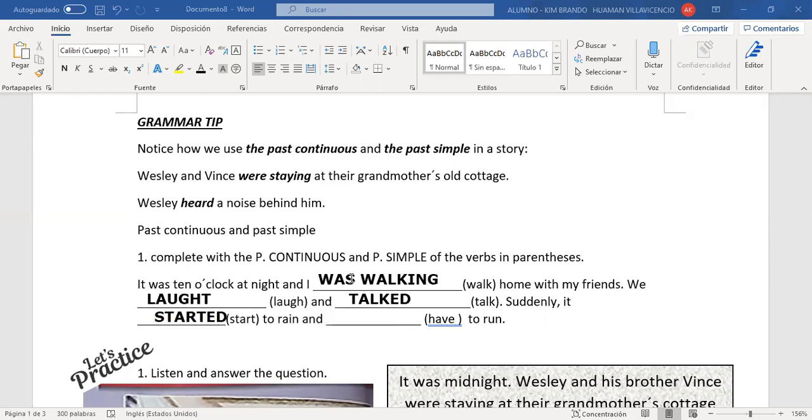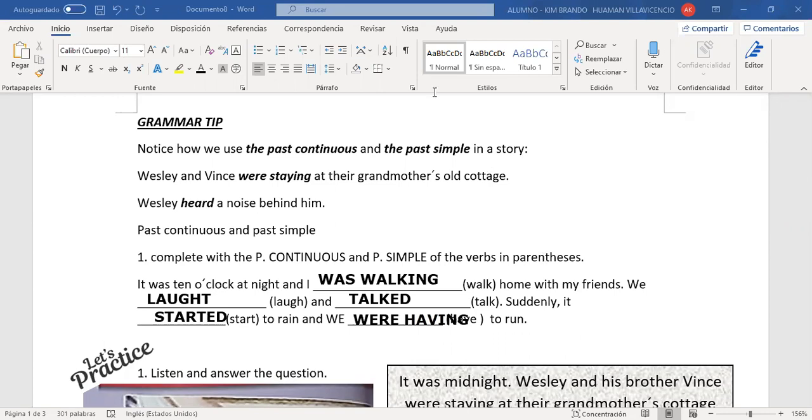It started to rain. Empezó a llover. And after it started, we went, ¿no? Because this here is in the rain. It started to rain. We were having to run, ¿no? Nosotros tuvimos que correr. Very good. This is the past simple and past continuous.